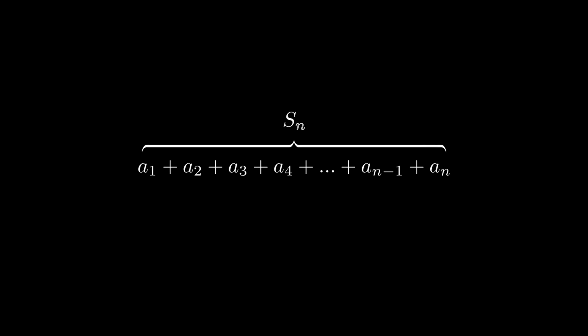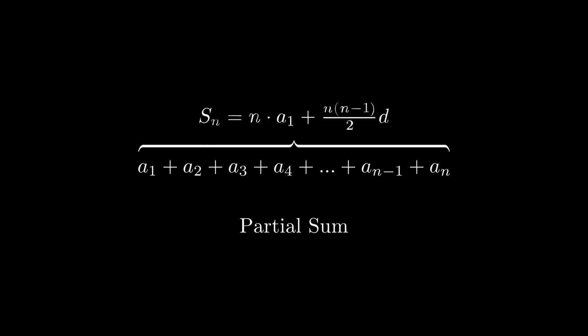How about the sum of several consecutive terms? Well, we'll call this a partial sum, denoted by Sn, where we sum the first n terms. Given that we introduced AP and GP just now, here are the general forms of their partial sums. It's quite easy to derive, so we'll gloss over that for now.